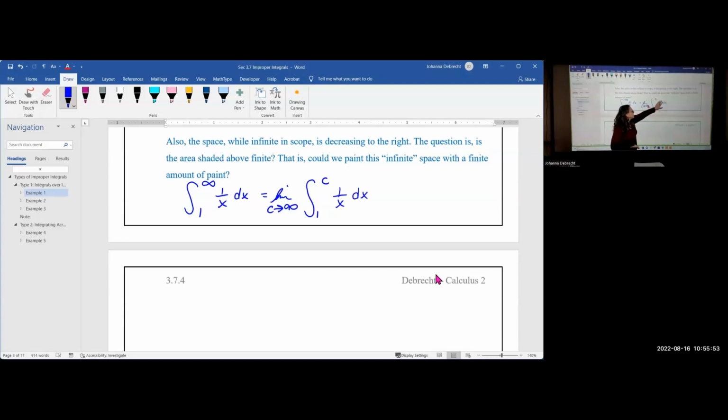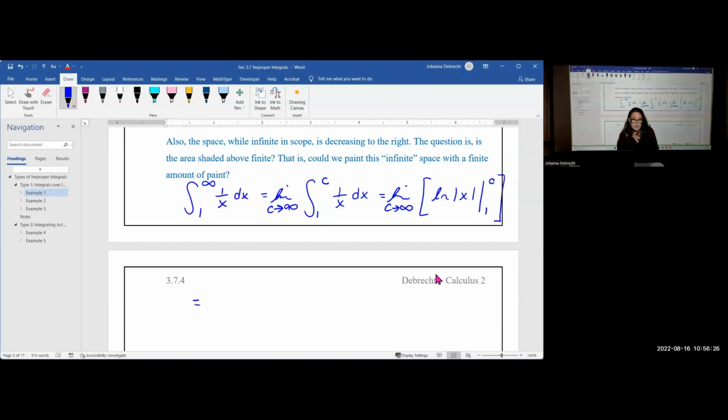So we have the integral of 1 over x dx, which of course is the natural log of the absolute value of x. So this is going to give me the limit as c goes to infinity of the natural log of the absolute value of x evaluated from 1 to c. And again, we want to completely evaluate this definite integral by plugging in the limits of integration before we evaluate the limit.